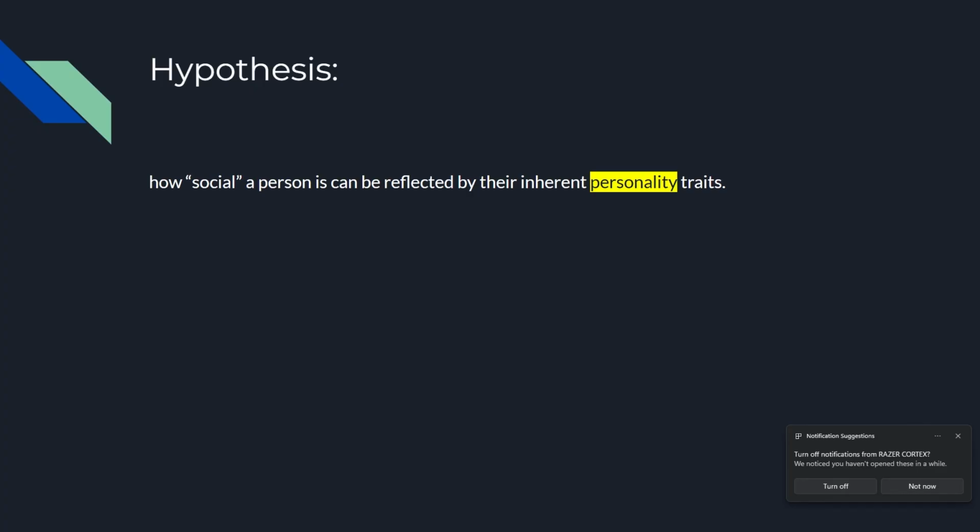All right. So my hypothesis was that how social a person can be is reflected by their inherent personality traits, which is basically saying the personality traits that make up a person correlate with how social they are as human beings. For example, if a person is like an INTP and such, then they would get a specific amount of social interaction when compared to other personality types.